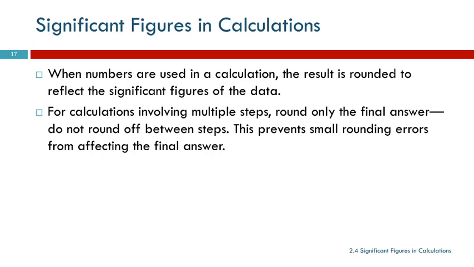So we use rules so that when we do a calculation, how we report the result reflects the precision of the number. Sometimes we have multiple steps. We're going to add some things, and then multiply, and divide, and do all these different things. We want to round only the final answer. Do not round off between steps. Every time you round off, you can possibly introduce a little bit of error, and if that number is going on and being used again in another calculation, those errors can sometimes build up and be significant. So we're going to round off at the end of our calculation.